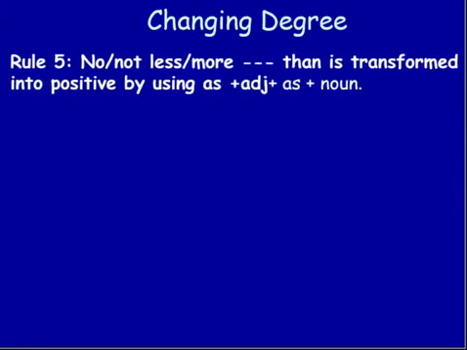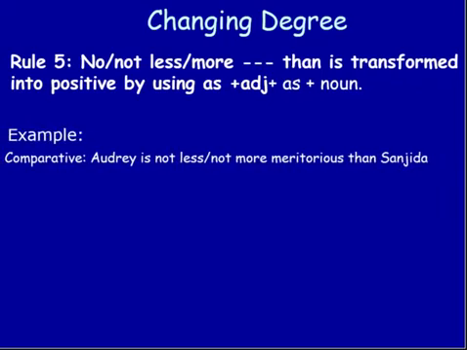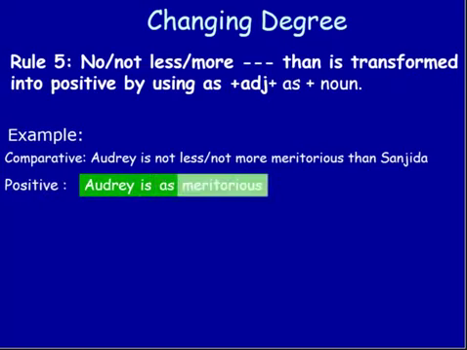Rule number 5. Not less or not more than is transformed into the positive by using as plus adjective, as plus noun. Look at the example. Adri is not less or not more meritorious than Sanjita. We will have to transform it into the positive by using as plus adjective plus as plus noun. In place of not less or not more, we will have to use as plus adjective, as plus noun.